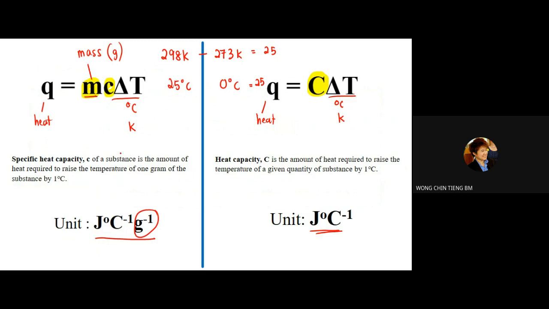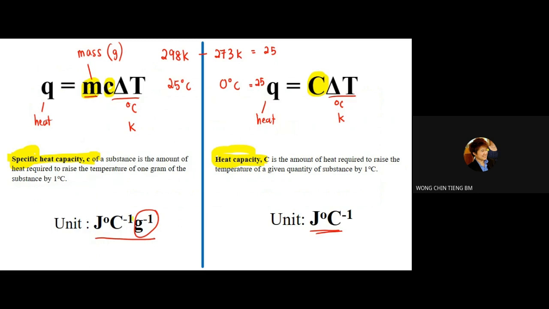So, when you read the question, the most important thing is to look at your big C and small c. In the exam, questions sometimes won't say specific heat capacity or heat capacity. If they say it, you are lucky. Use the word. Small c is specific heat capacity. Big C is heat capacity. See? If they don't say it, they only give the value. What do we look at to differentiate them?